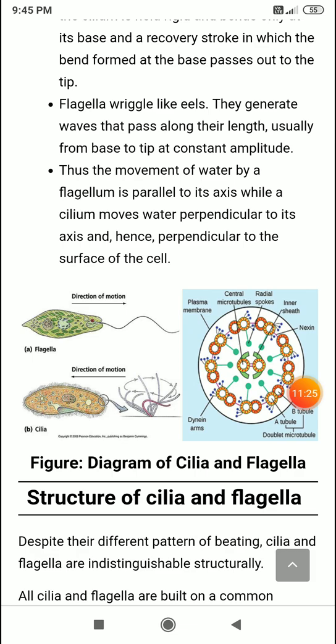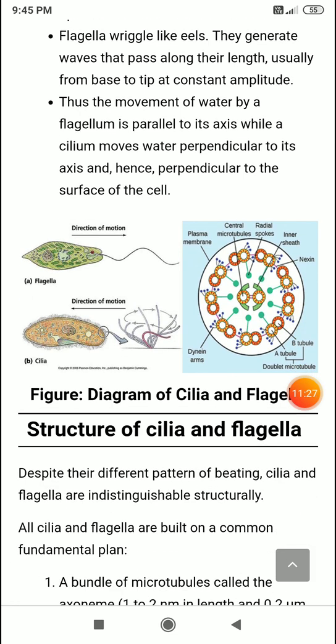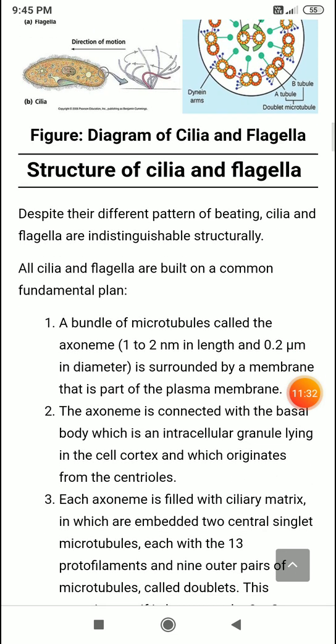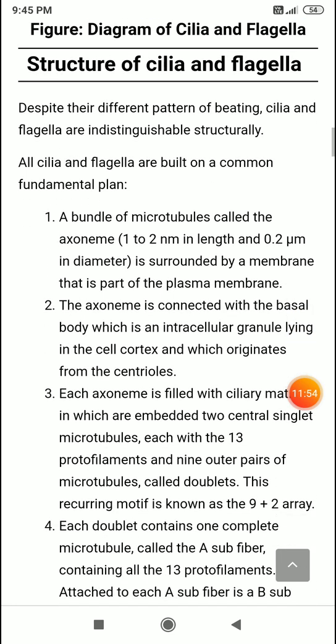Okay, the diagram of cilia and flagella. Structure of cilia and flagella. All cilia and flagella are built on a common core, a bundle of microtubules called the axoneme, 1 to 2 micrometers in length and 0.2 μm in diameter. It is surrounded by a membrane that is part of the plasma membrane.